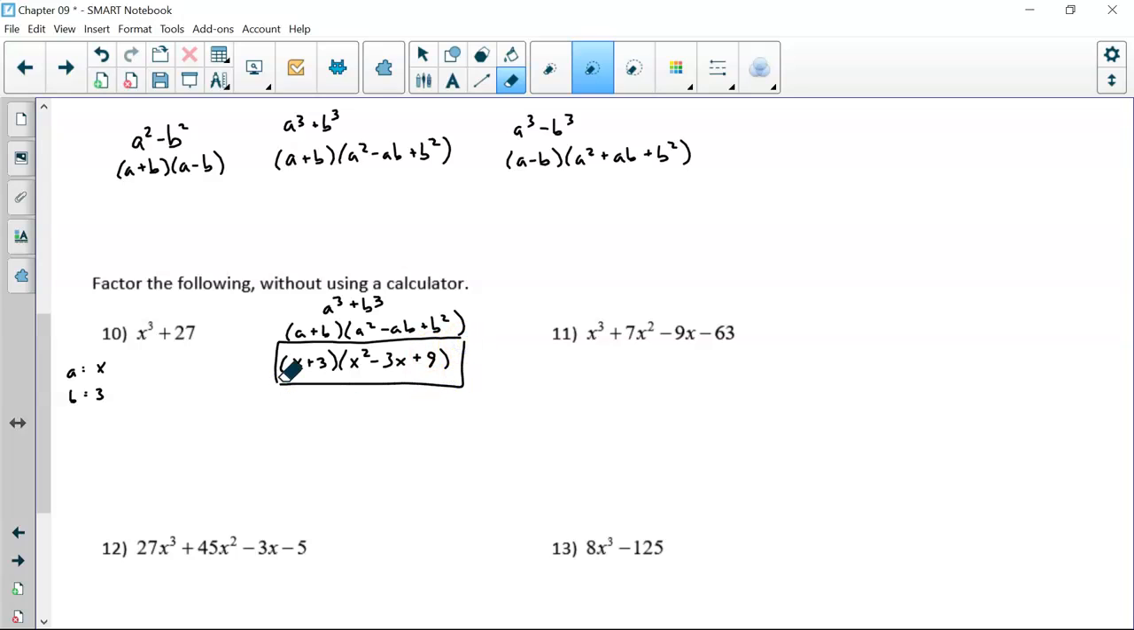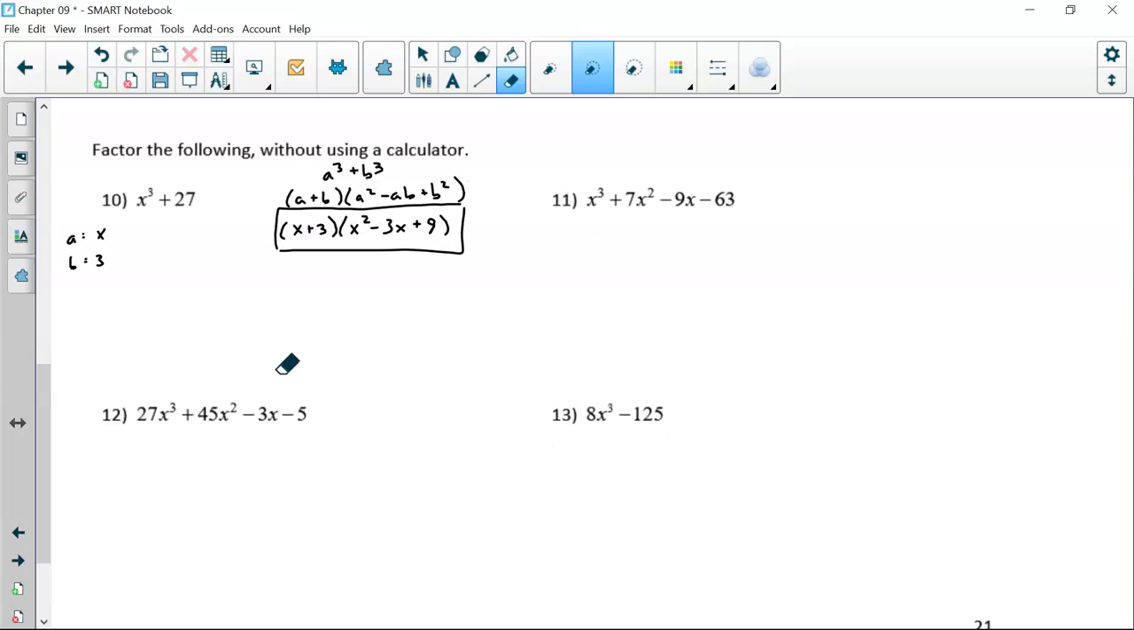Let's skip to number 13 for right now. That's in the form of a cubed minus b cubed. It's a perfect cube minus a perfect cube. So the pattern is a minus b, a squared plus ab plus b squared. A is the cube root of 8x cubed. The cube root of 8 is 2, and the cube root of x cubed is x. B is the cube root of 125, and the cube root of 125 is 5.